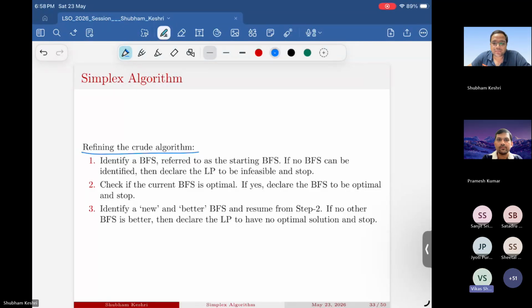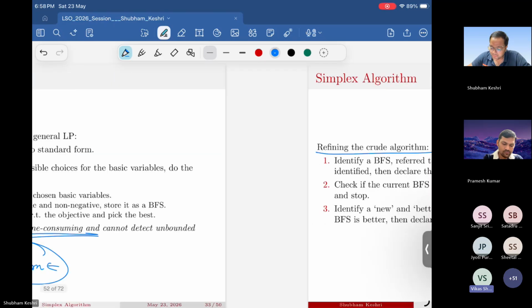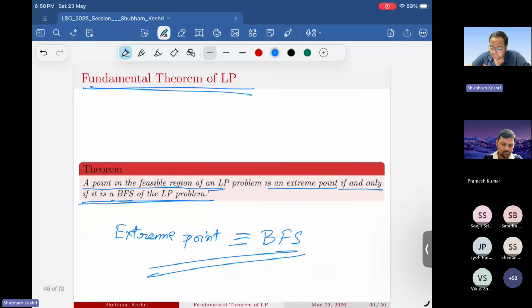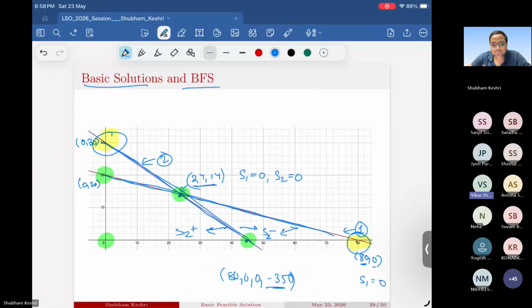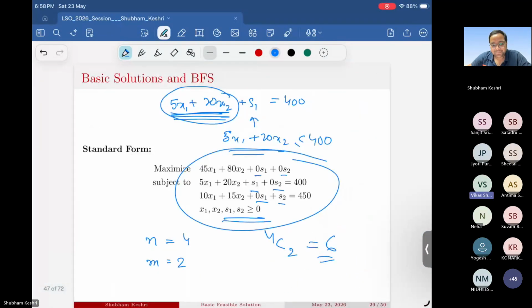You said that this is a basic feasible solution, but you added here a slack variable, right? So this is the standard form, right? So the corner point in this case is after adding the slack variables, right? It's not the corner point if you only consider x1, x2.